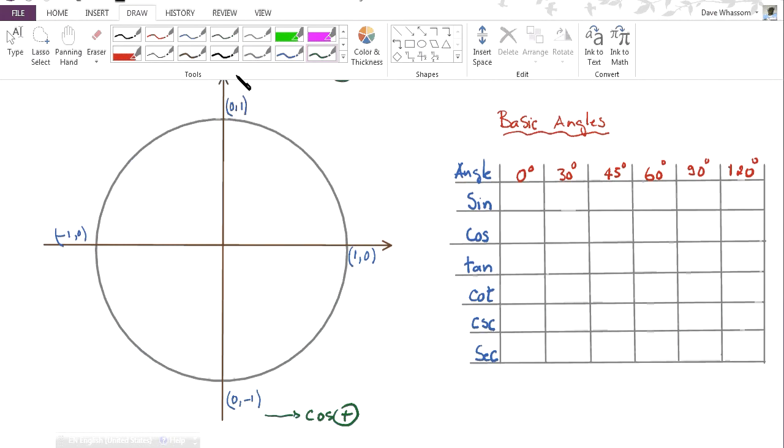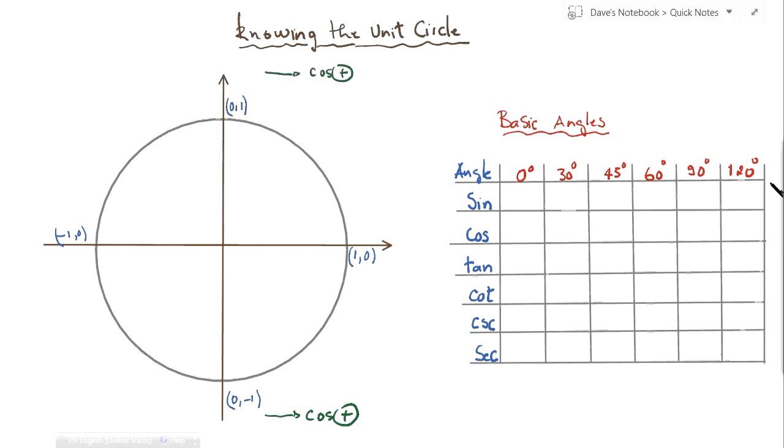Let me put it in a different color. The cosine negative are all the values on this left side right here. The cosine negative is all the values that are situated right here on this side. So those are the cosine negative. It means that all the values you read here are negative for the cosine.